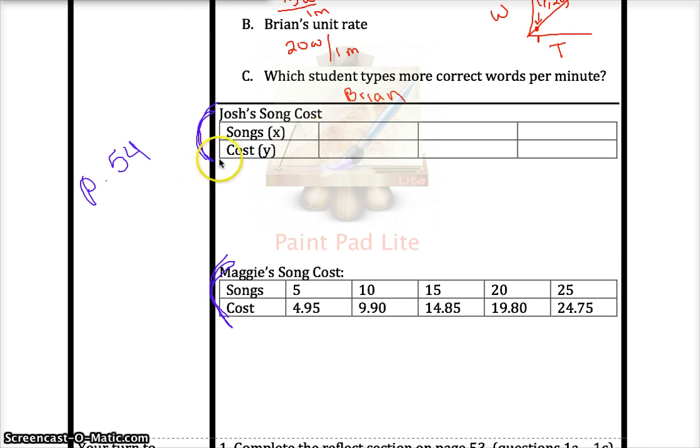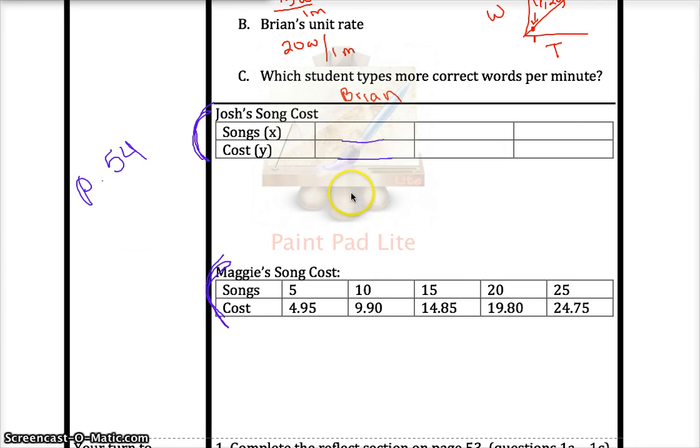Okay, so basically let's just recap and figure out what was the formula for Josh again. It was y equals 0.50, if you want. I don't like to add extra zeros. 0.5x plus 10. Okay, so there we go. And then the first thing it says on question A is find the unit rate of each function for Josh and for Maggie.